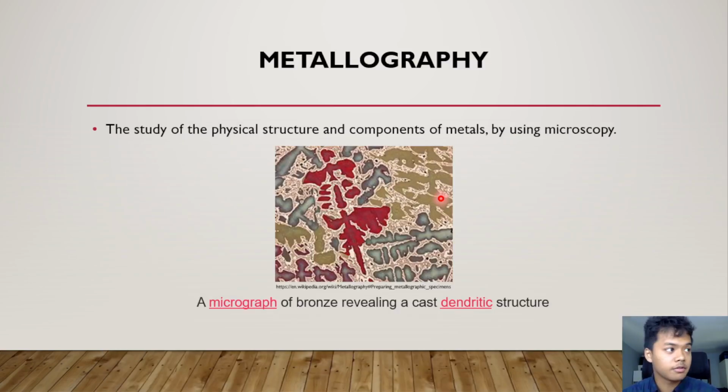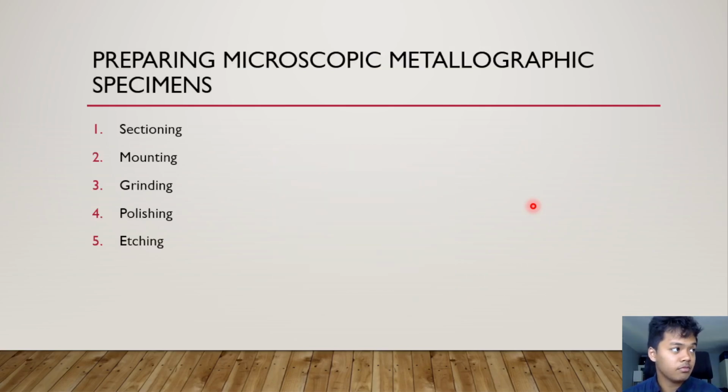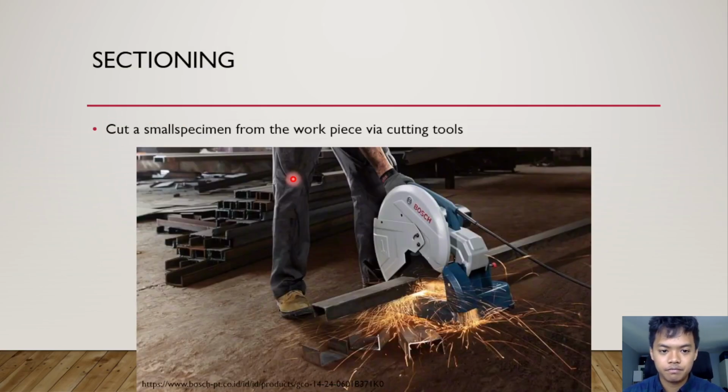Next we have metallography, the study of the physical structure and components of metals by using microscopy. Well, technically not every metal has to use a microscope, but I'll explain. To prepare a metallographic specimen, first we need sectioning, mounting, grinding, polishing, and etching.